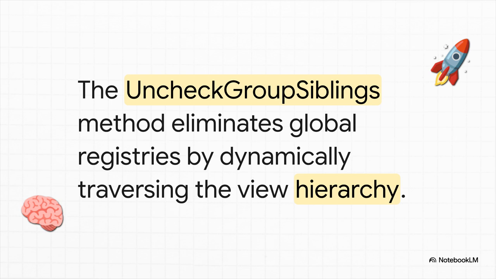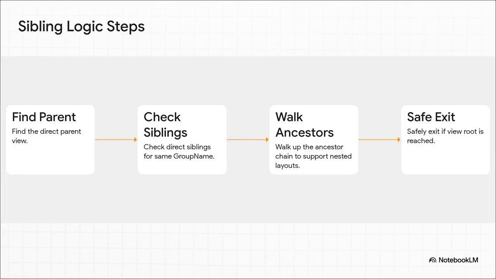Let's break down exactly how it does this. The logic here is just remarkably elegant. When a radio is clicked, it first grabs its direct parent view. Then it sweeps through all the direct siblings in that same panel to uncheck any that share its group name. But step 3, that is where the real magic happens. It walks up the ancestor chain, meaning if you have radios buried inside complex nested layouts, it will still find matches in the outer layout. And finally, it safely exits if it hits the top of the hierarchy, absolutely guaranteeing it won't crash your app.